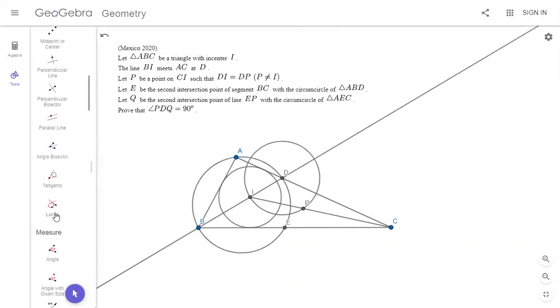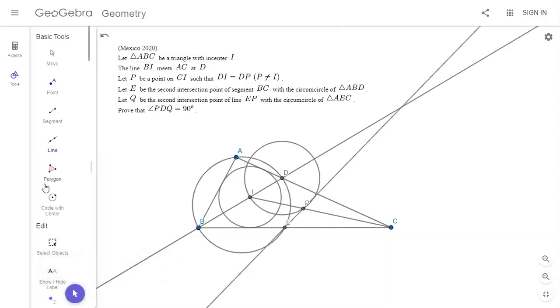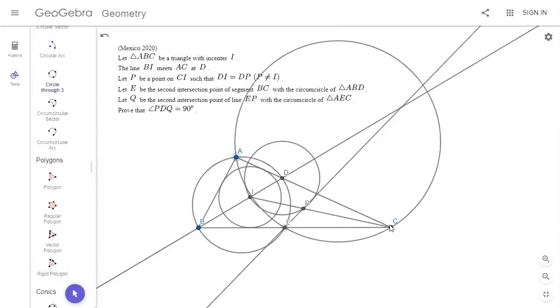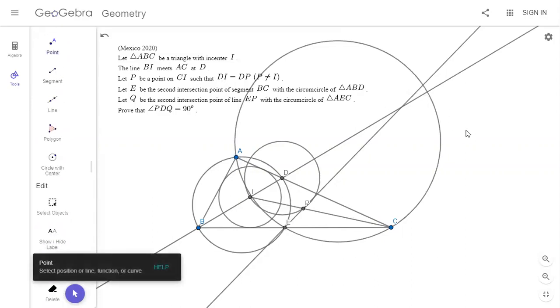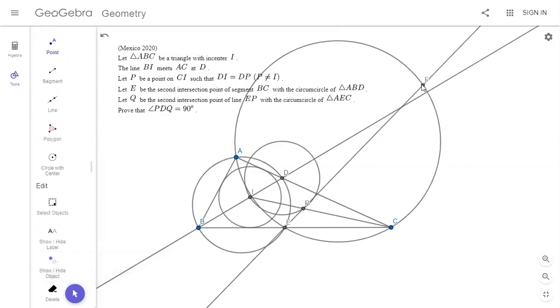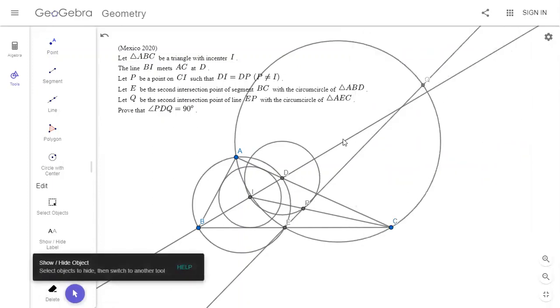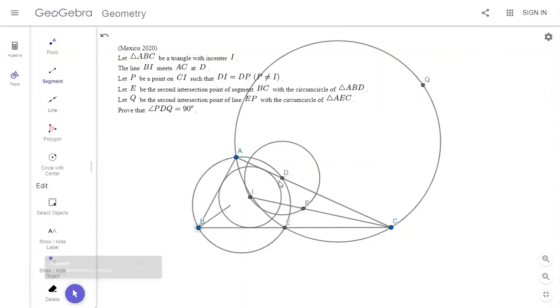Q is the intersection of EP with the circumcircle of AEC. And so we call that Q. I have to rename it. Is that right? Yeah. We want to show PDQ is 90 degrees. Okay. Oops, don't want to hide point Q. All right.